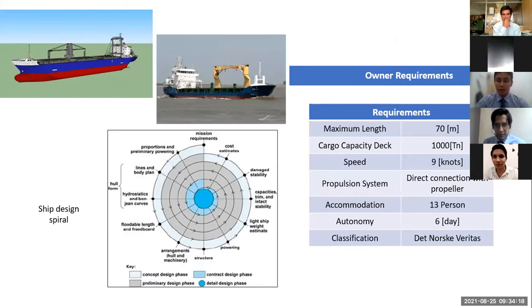This spiral design follows different steps to reach the principal objective, the final project. On the right-hand side, you can see a summary in the table of all data required of the ship owner. In this case, the cargo capacity was 1,000 tons, with accommodation for 13 persons and 6 days autonomy. Also, the rules for construction in this case are the DNV rules classification.